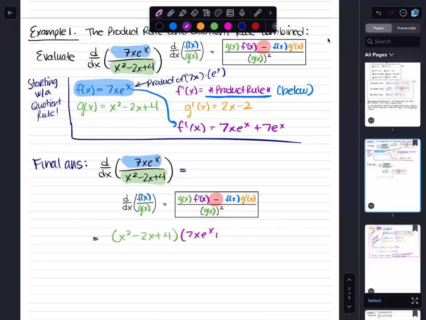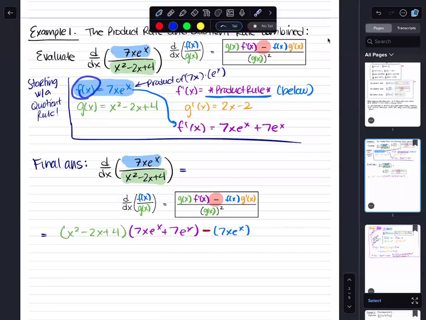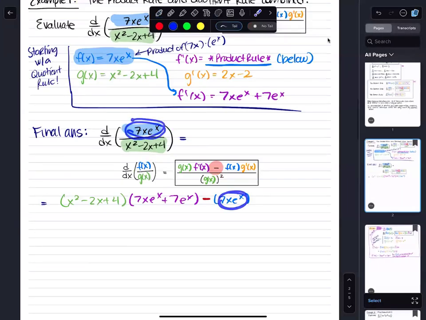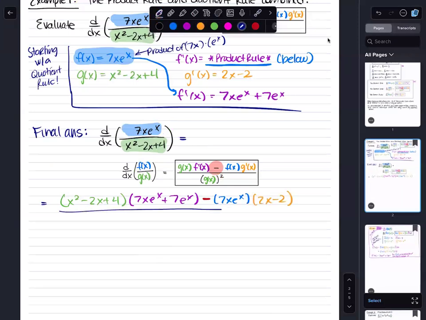Times 7x e to the x plus 7 e to the x. That's the purple function. And then don't forget the subtraction, minus the blue function that we called f of x. But again, if you called this function down here f of x and not f hat, you might accidentally use that f in this blue function right here, but that's not the f you need. The f function that you need is the function from the numerator of the quotient. And then times g prime. And that's all divided by the square of the denominator g, x squared minus 2x plus 4.